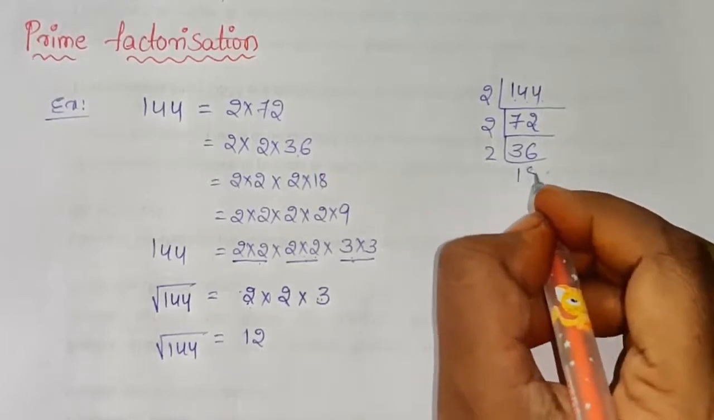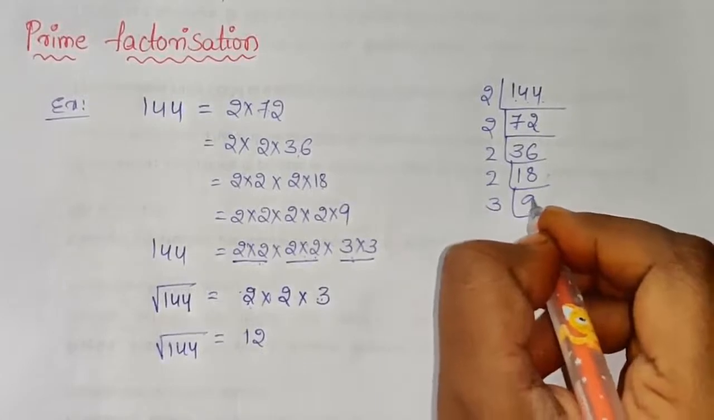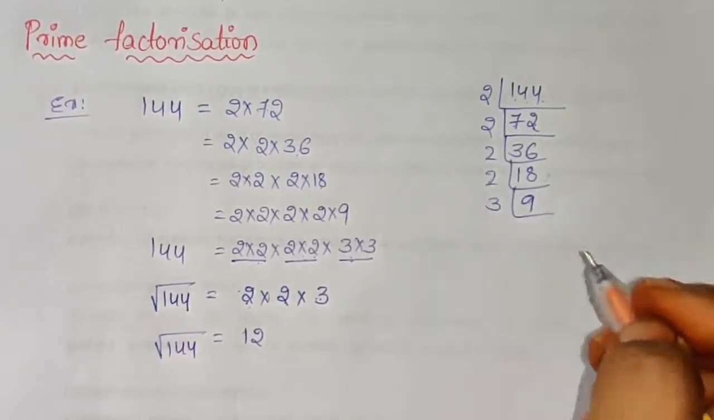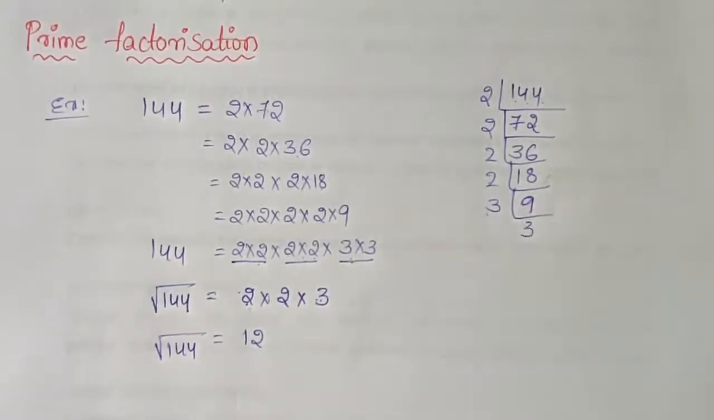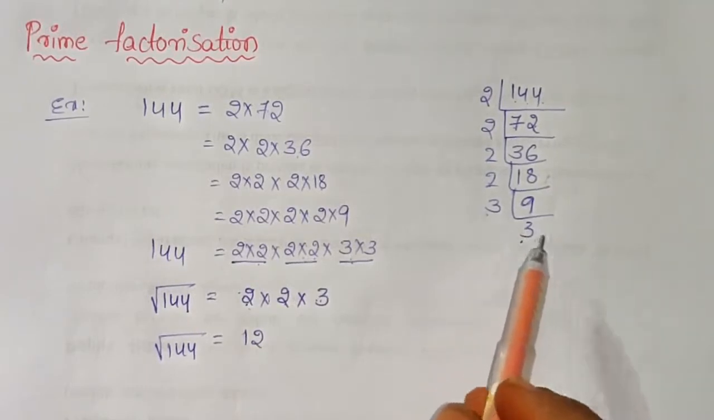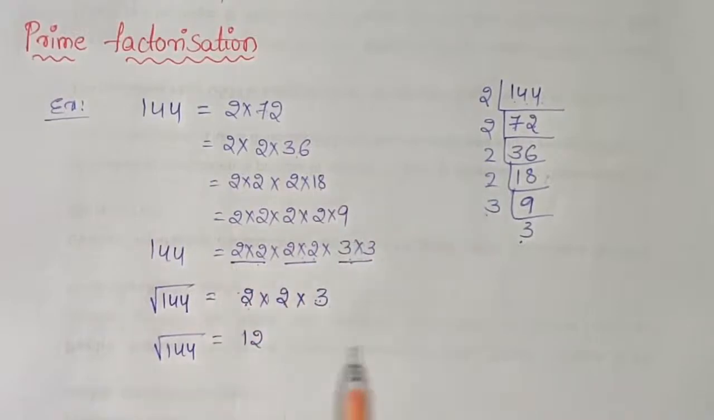And the process continues like this. Here this 9 is not divisible by 2, so I am taking the next smallest prime number, that is 3. So 3 3s are 9. Okay, this is the last one. This is also a prime number, so we are stopping here. Now if you calculate like this, you will get the same answer. Okay, this is the prime factorization method.